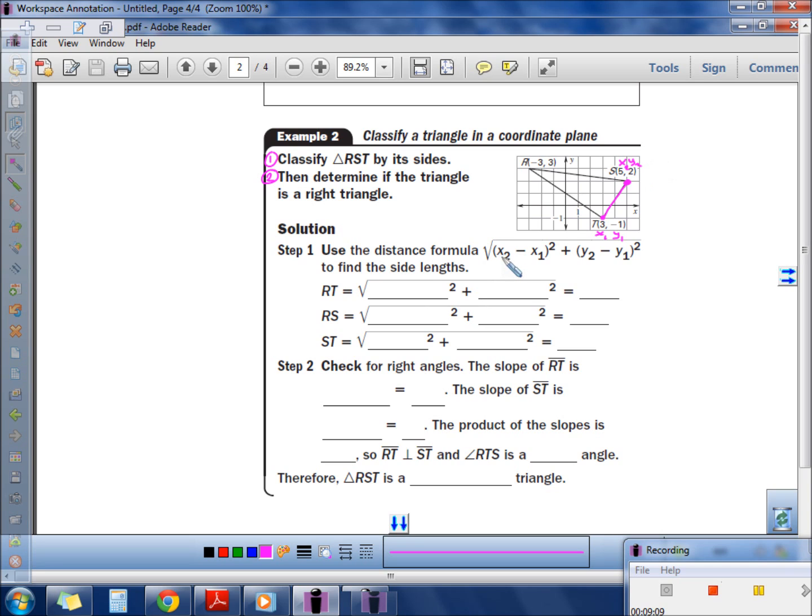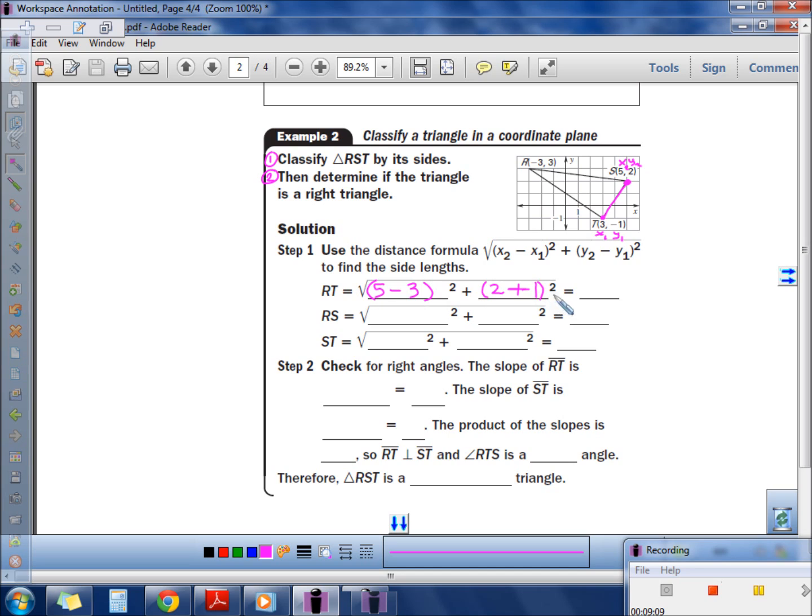What goes first? x2. My x2 is 5. That has parentheses around it, then subtract, and then I plug in my x1, which is 3. I go over to the second part. We start with our y's now. Our y2 is 2. I write down my subtract, and then what do I write? -1, and we know whenever we subtract a negative, that simplifies nicely.